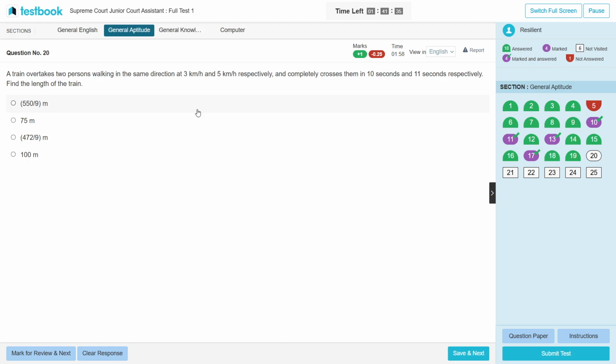Find the length of the train. A train overtakes two persons walking in the same direction at 3 km and 5 km respectively and completely crosses them in 10 seconds and 11 seconds respectively. 25, 25.